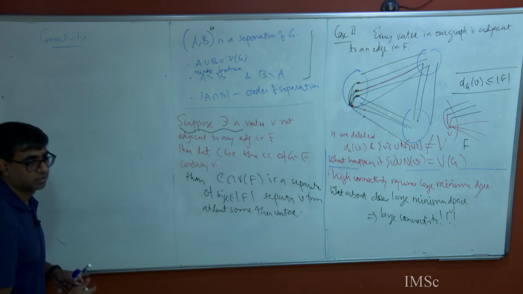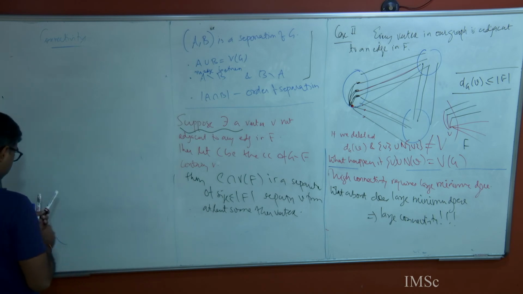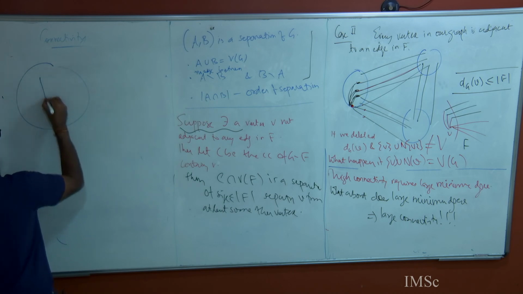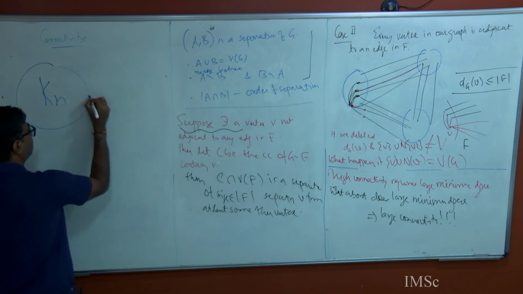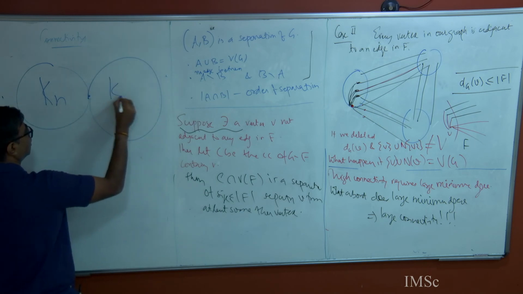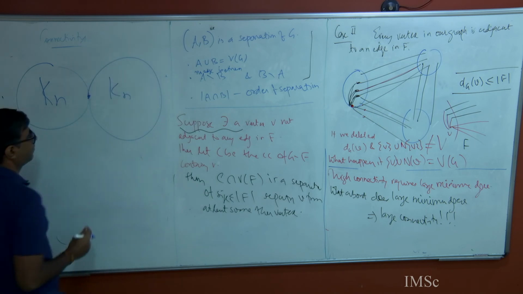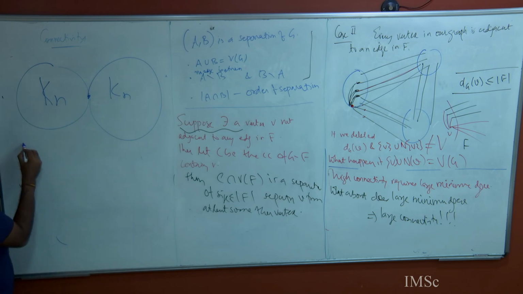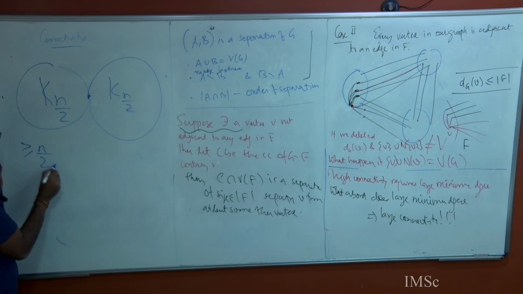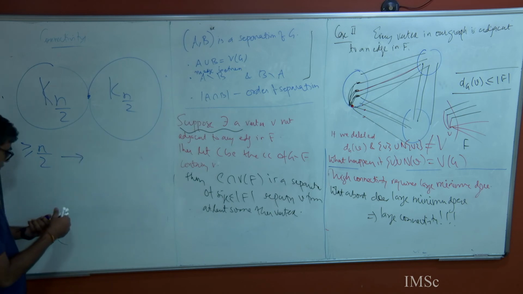Two complete graphs? Excellent. So what Sonak is saying is: take a complete graph on n vertices, pick one vertex, and make it common to both. Now look at this. What is the minimum degree of this graph? It is at least n. So let's say n by 2, n by 2. So the minimum degree is at least n by 2. But how many vertices do I need to remove to disconnect this graph? Just one.